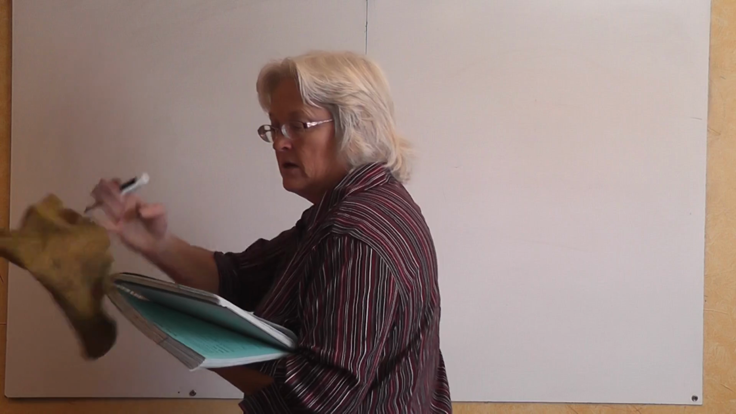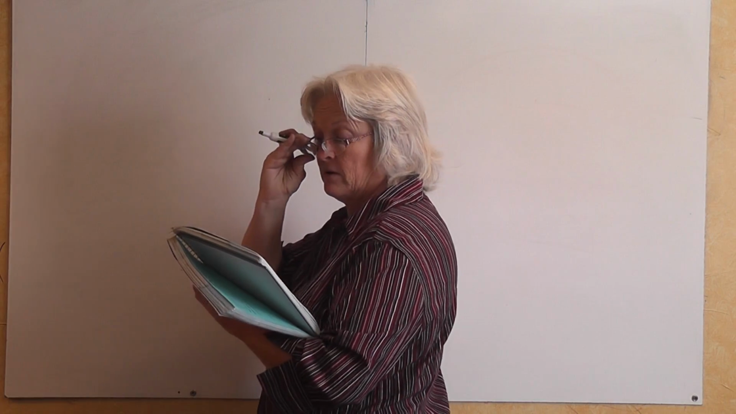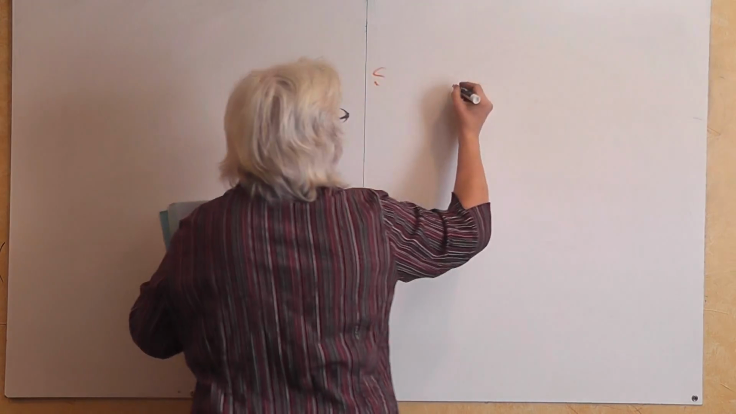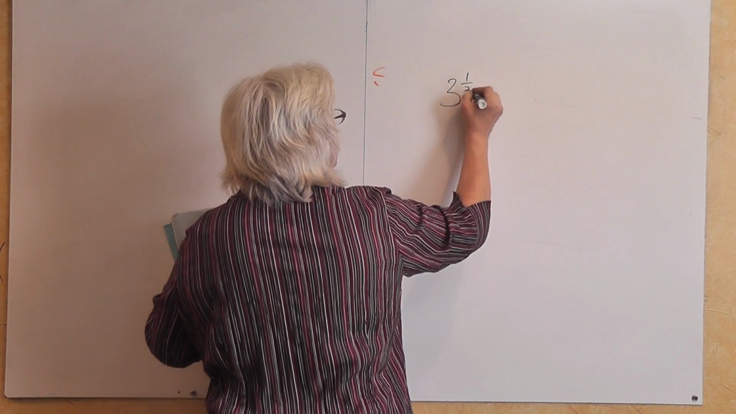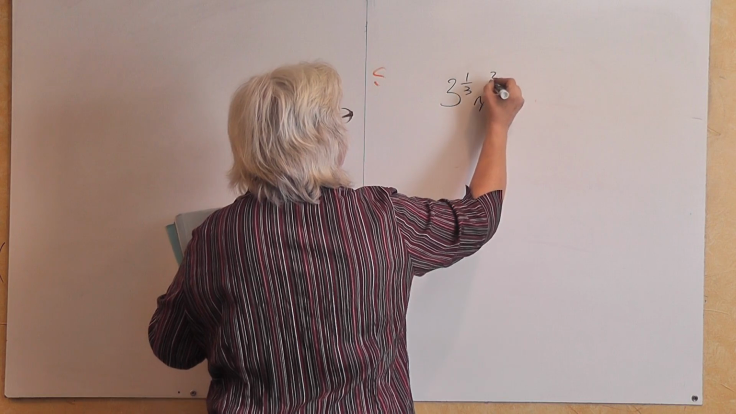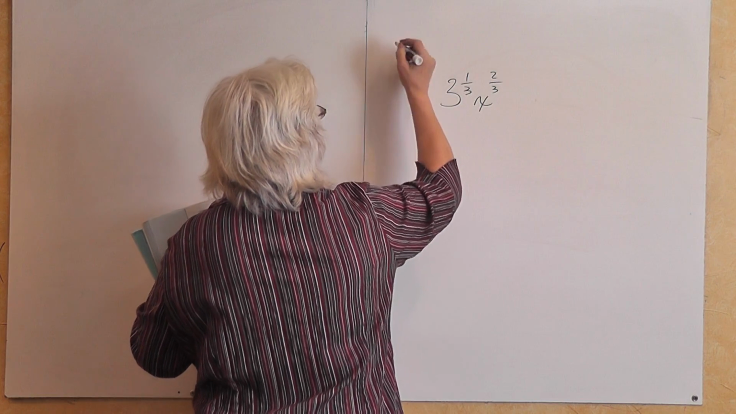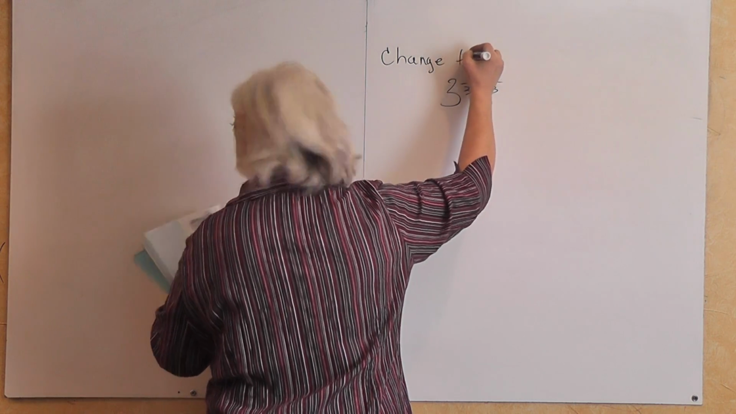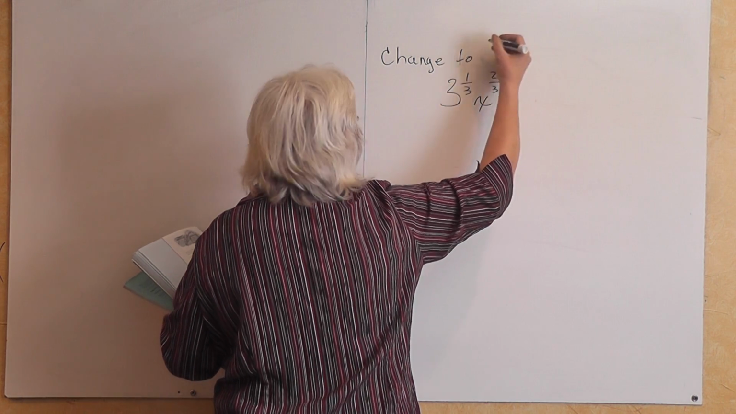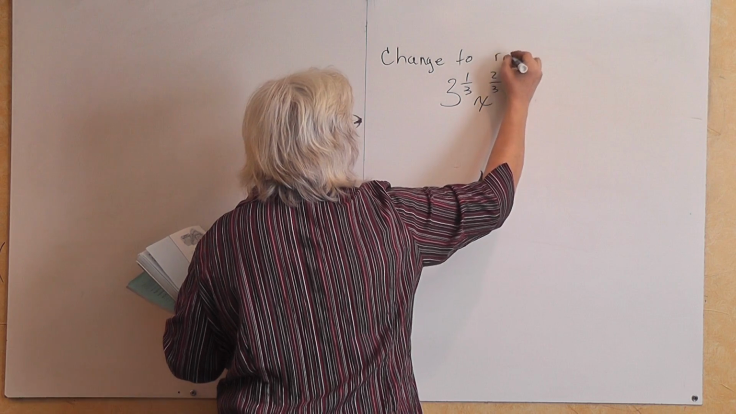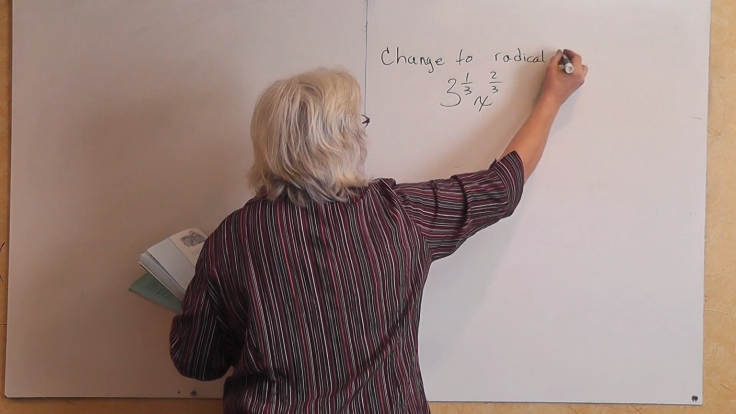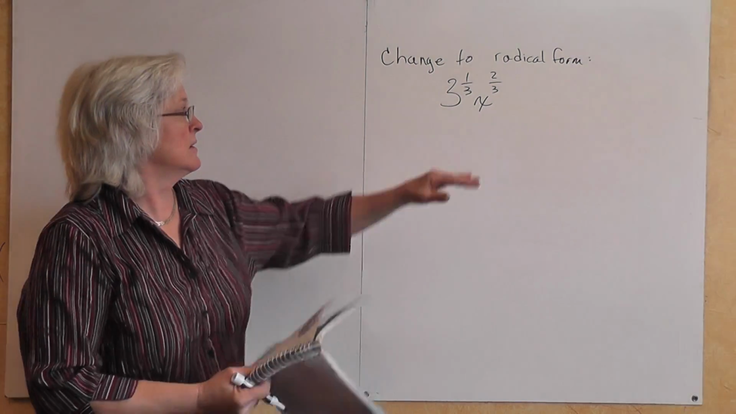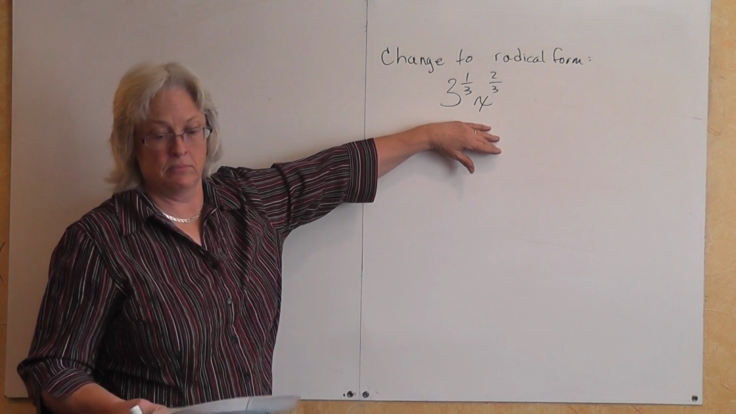And this says, my glasses are not real cooperative, change 3 to the 1/3 x to the 2/3, and it says change this to radical form. Okay? Radical form.